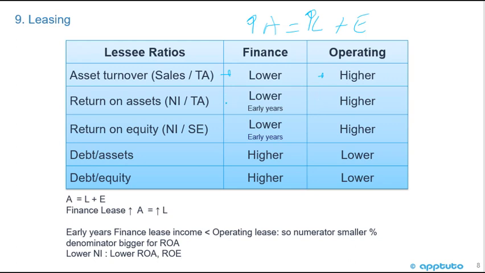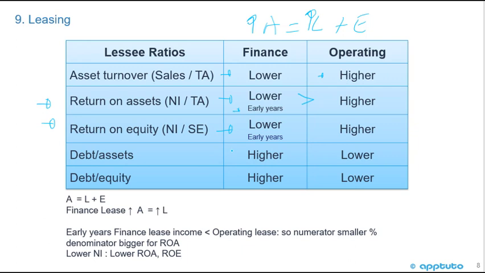Return on assets, okay, as I've mentioned before, and I'll mention again, as goes the net income, so goes the ROA and ROE. So in the early years, as I said, you've got that interest and depreciation expense, which makes my expenses higher than an operating straight out rent in the early years. So my net income is lower. That means my return on assets is lower in the early years. Similarly, my ROE is going to be lower, okay, in the early years.